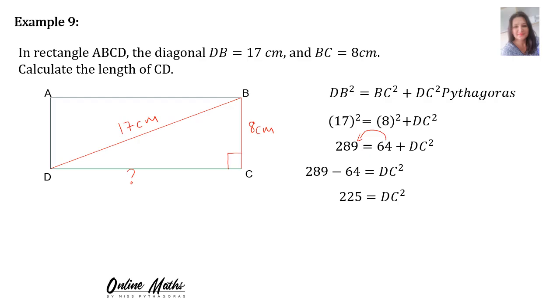And then I don't want DC squared, I want DC. So what I do is I take the square root both sides. And remember, when you take the square root, it's plus minus. And then the square root of 225 is 15. And then you choose the positive number since distance is positive.